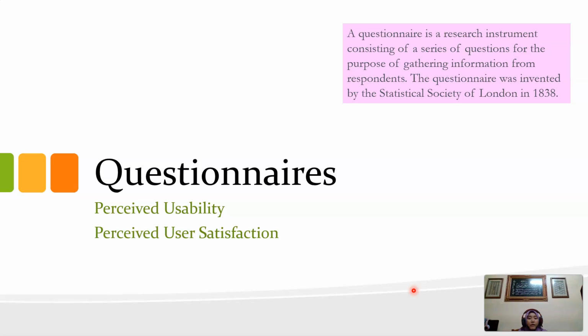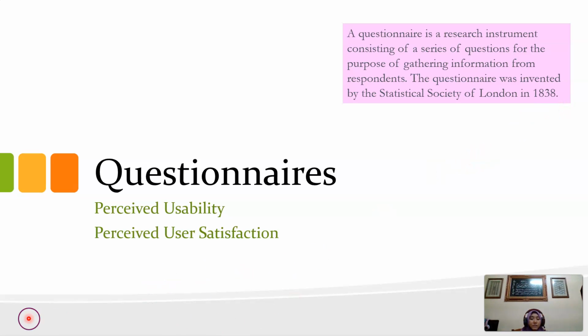Okay, so now we look at the questionnaires. In evaluation, in our syllabus, we will use questionnaires to get the data from the users. So questionnaire is actually one of the research instruments, consisting of a series of questions for the purpose of gathering information from respondents. It was invented by the Statistical Society of London in 1838. Okay, very long time ago.